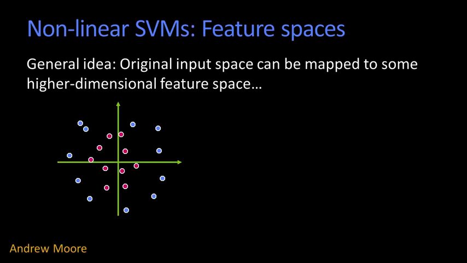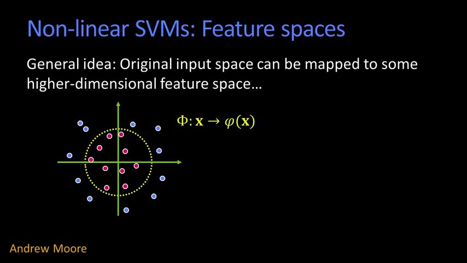Here's another example. Here we have a bunch of points. This comes from Andrew Moore. Pink points in the middle, blue points on the outside. And in the 2D space here, is there a line that separates them? No, of course not. But there would be this curve here, as drawn there. And that has something to do with how far away it is from the center.